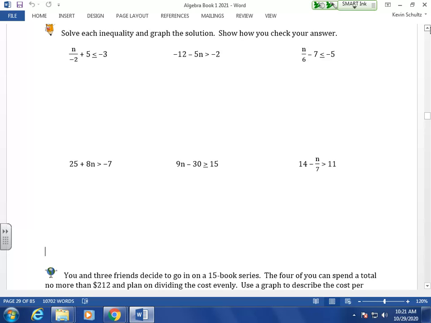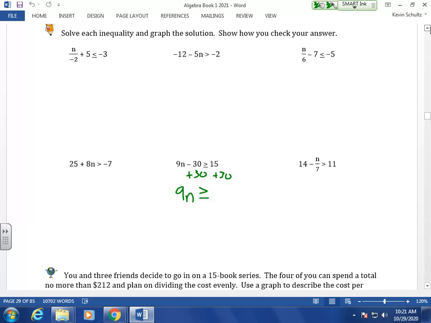The fifth one, the 9n minus 30? Okay. What about that one? I just want to know how to do it. Okay. So 9n minus 30 is greater than or equal to 15. We first look at what's being done. We want to undo it. We're subtracting 30, so start with that constant. Our first step is going to be add 30.